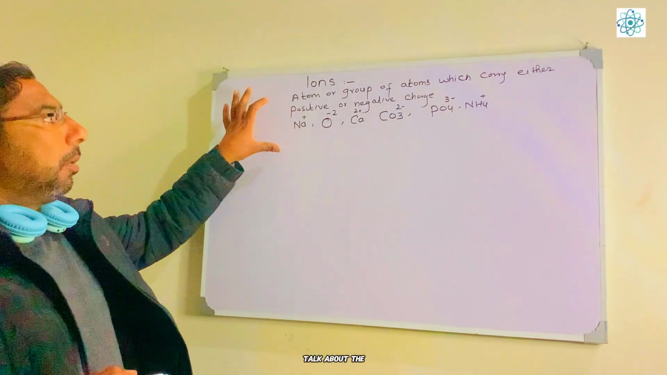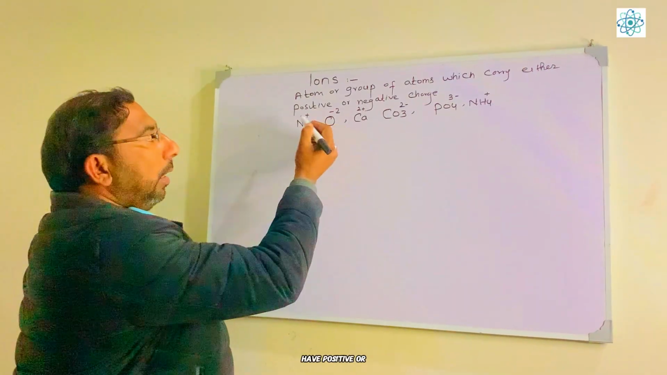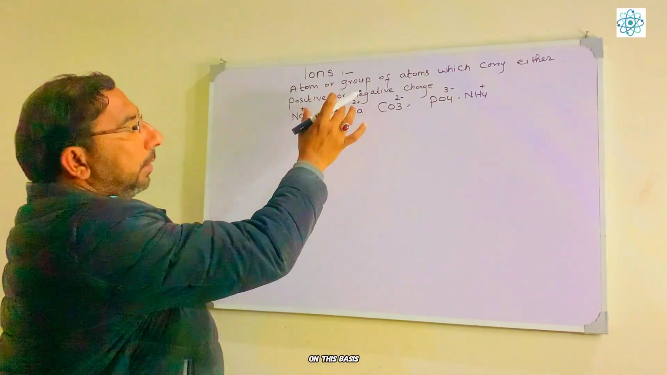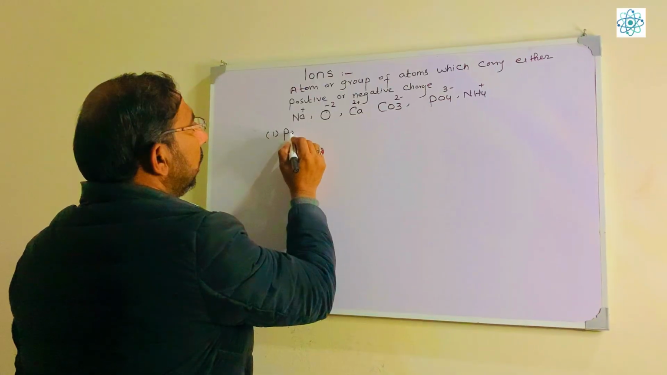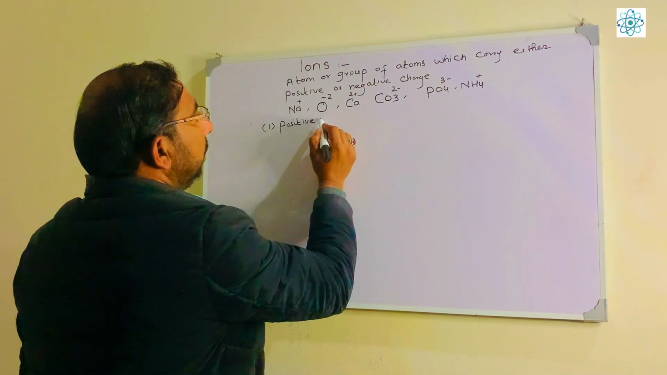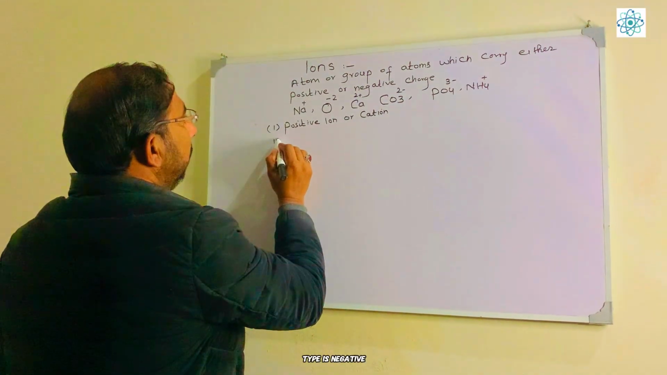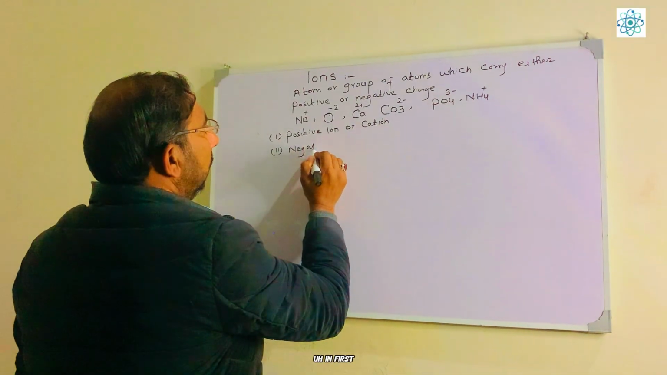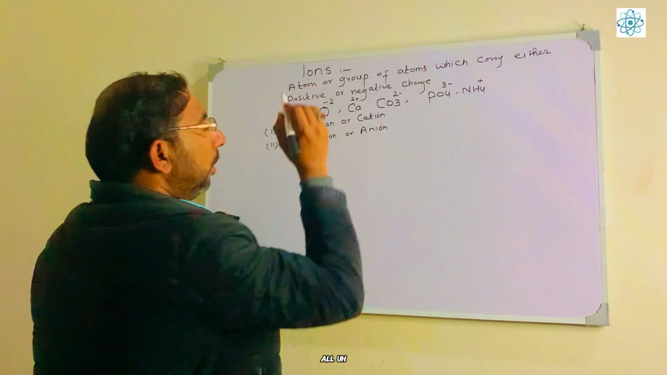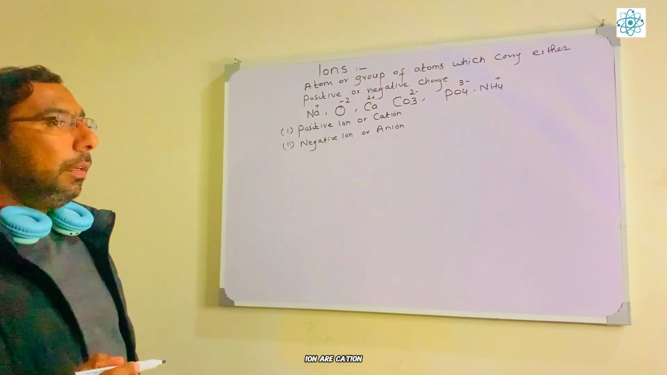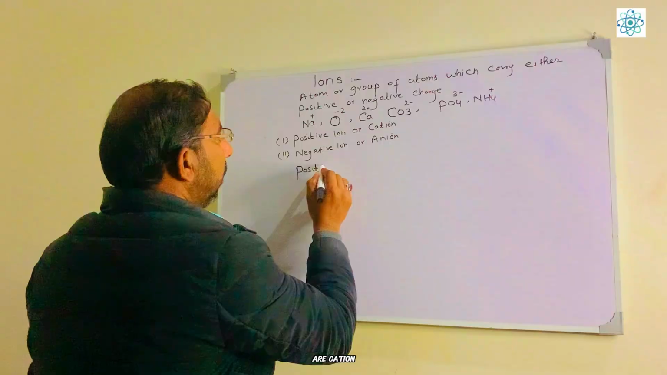If we talk about the types of ions, as explained earlier, they can have positive or negative charges. On this basis, we can classify ions into two types. Number one, positive ion, which may be called a cation. The second type is negative ion or anion. First of all, we will talk about the positive ion or cation, how it is formed, and which type of atoms can form a positive ion or cation.